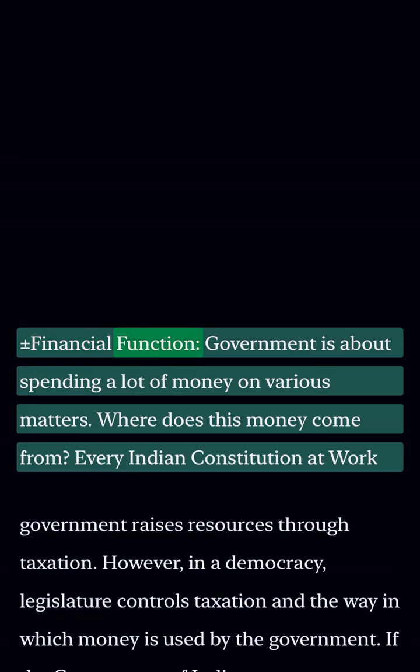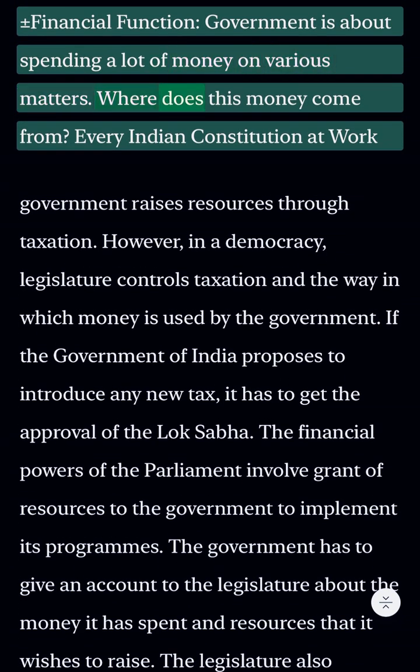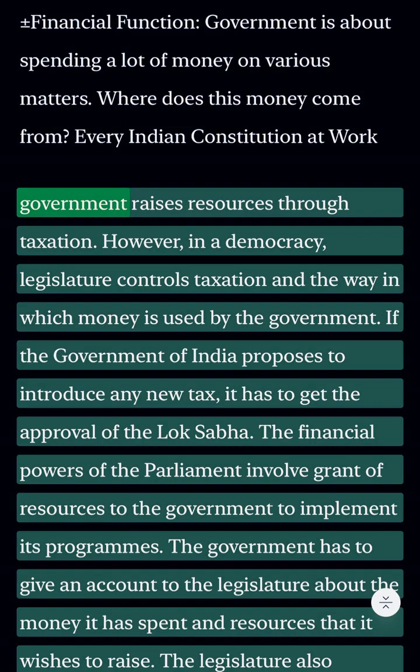Financial function. Government is about spending a lot of money on various matters. Where does this money come from? Every Indian government raises resources through taxation. However, in a democracy, the legislature controls taxation and the way in which money is used by the government. If the government of India proposes to introduce any new tax, it has to get the approval of the Lok Sabha. The financial powers of the Parliament involve grant of resources to the government to implement its programs.